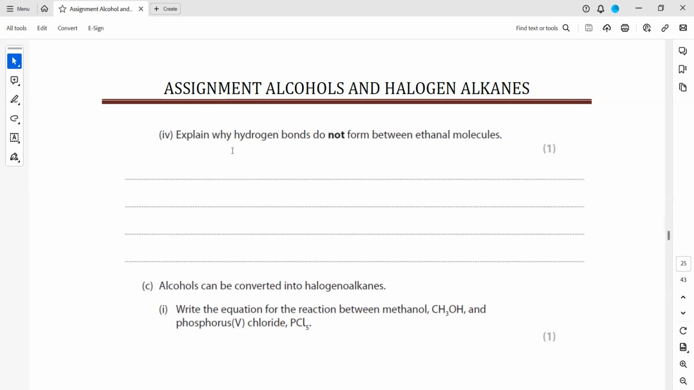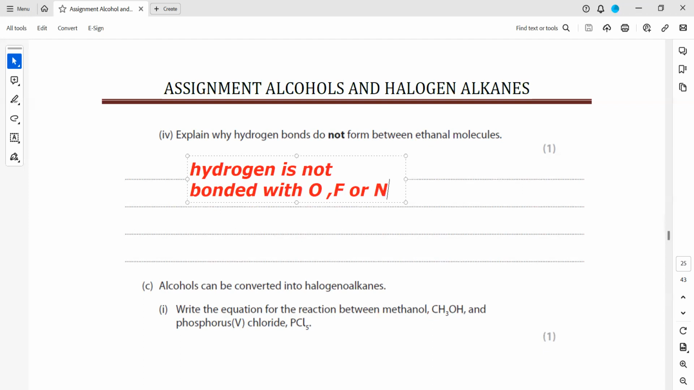So why not in ethanol? Because this is the structure of ethanol: CH3, C double bonded with O, NH. In ethanol, hydrogen is not bonded directly to oxygen. Hydrogen is bonded with carbon. Or we can also say hydrogen is not bonded with oxygen, fluorine, or nitrogen. That's why there is no hydrogen bond in ethanol.